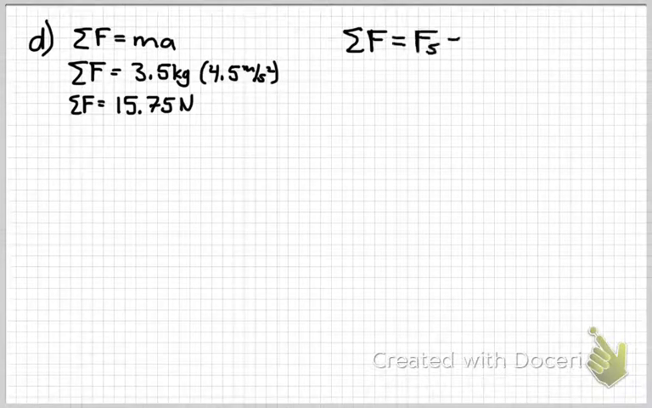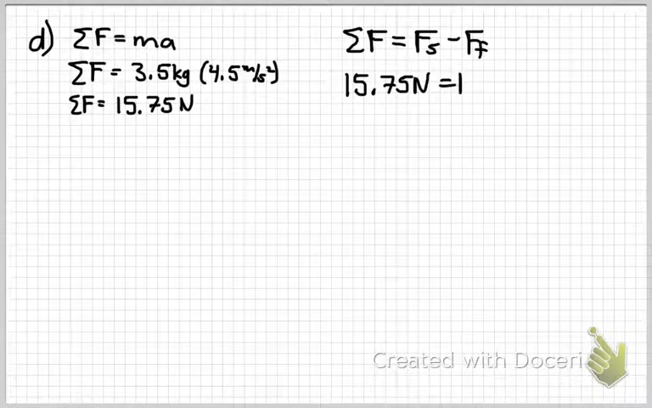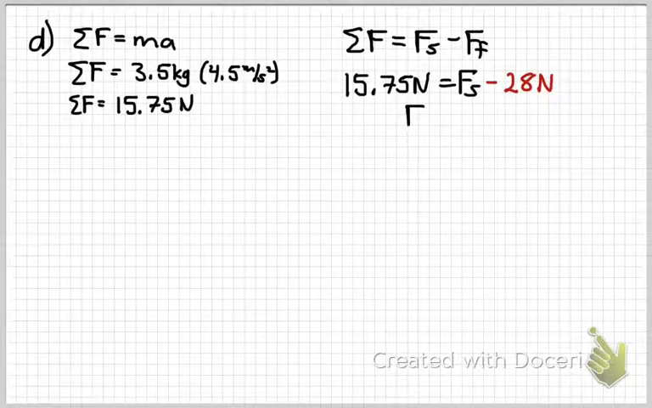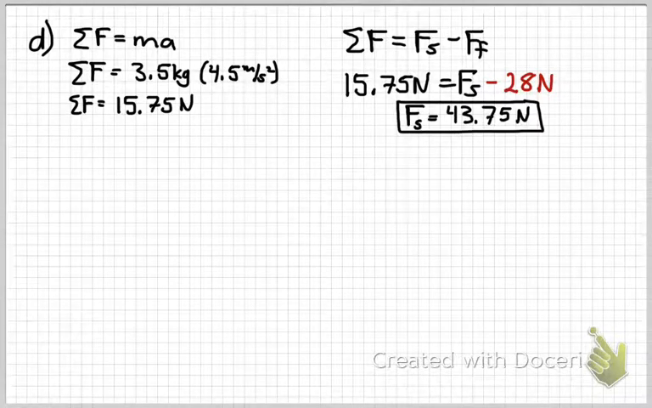Now I can use the same net force equation, the sensor force minus friction. I know how big the net is, 15.75, and I know how big friction is, 28. And so that gives me the sensor force to be 43.75 newtons. Simply add the 28 to both sides. We got that net force equation again from our free body diagram.